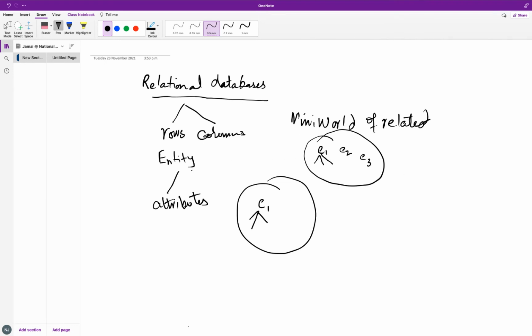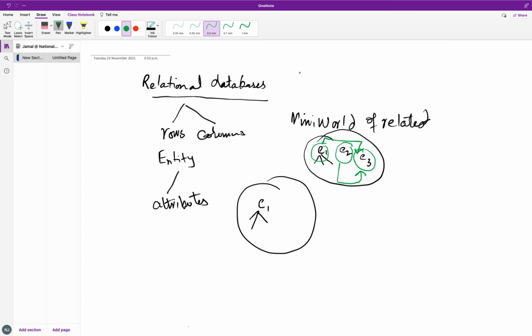So that's why we call this sort of database a mini world of related entities, in which we have entities, their attributes, and then these entities have relationships with each other. The word relational database and relationship have the same root, right? So, for example, E1 and E3 are related with each other. Similarly, E2 is related with E3.